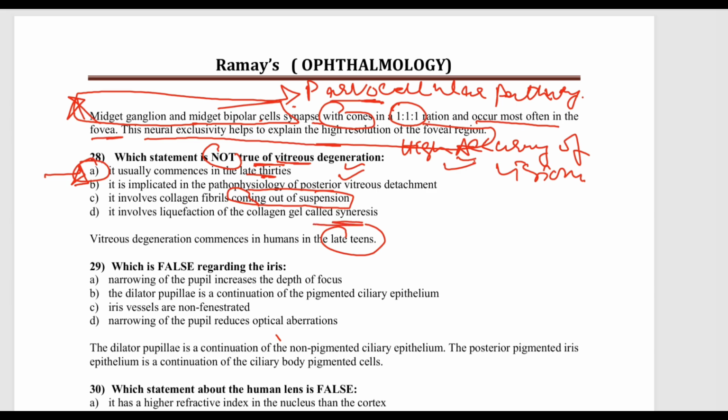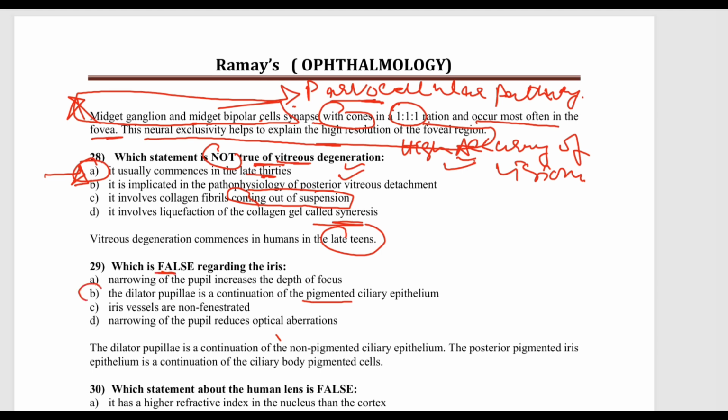The next question is, which statement is false regarding the iris? The options are: narrowing of the pupil increases the depth of focus; dilator pupillae is a continuation of the pigmented ciliary epithelium; iris vessels are non-fenestrated; narrowing of the pupil reduces the optical aberrations. So, which is false regarding the iris?